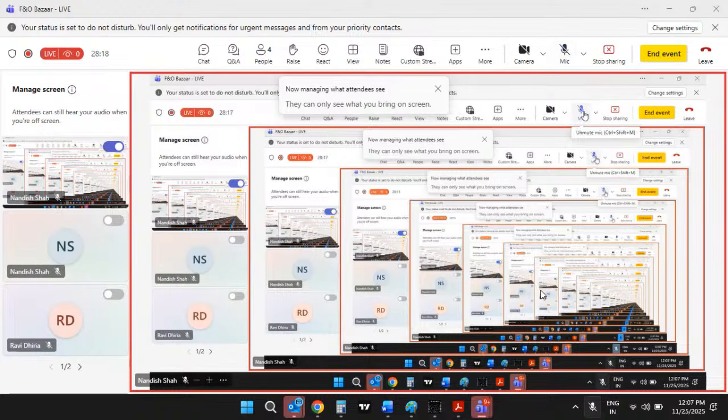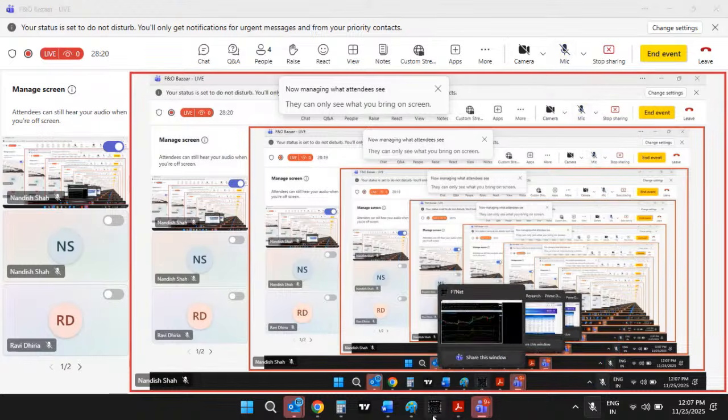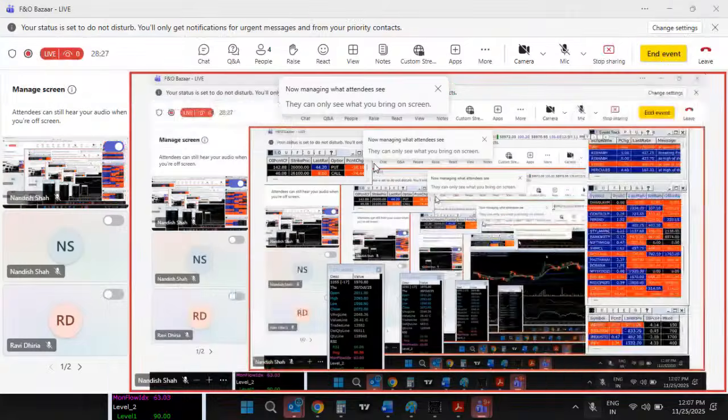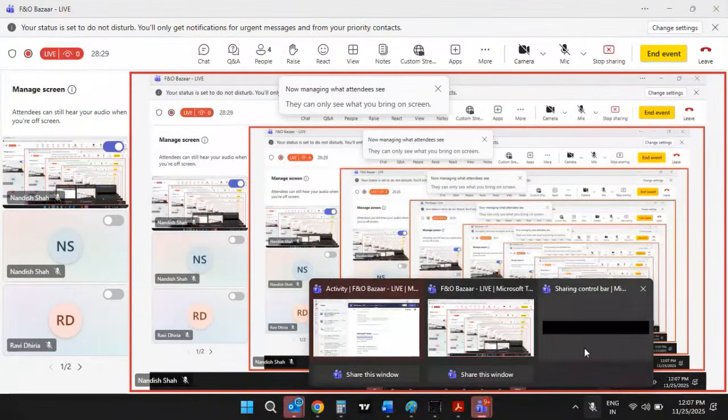So, coming to the technical view, Nifty remains in a strong uptrend. Can you see? Okay, you can see the chart on the screen. I'll just share my chart.